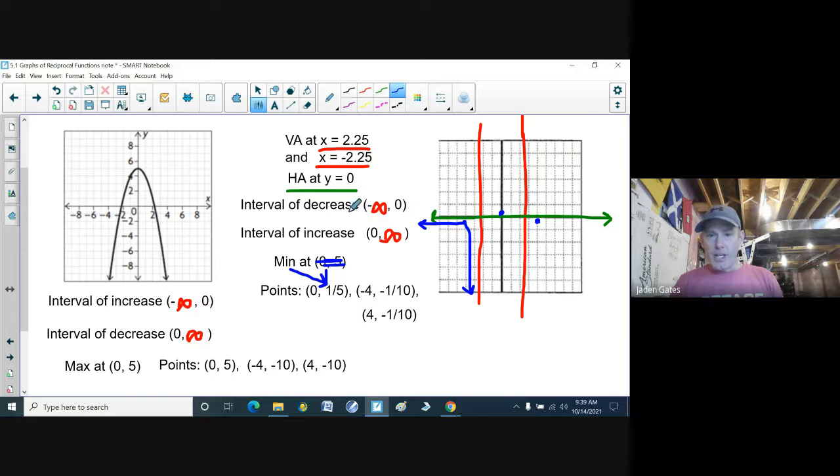Now, interval of decrease, it still continues on. I'm going to go through my blue dot here, following my asymptotes. It goes down, still decreasing, and then it hits, and that's where I have a minimum. Just put an arrow here. Then we have an interval of increasing from there on in. So after this dot, it goes up.